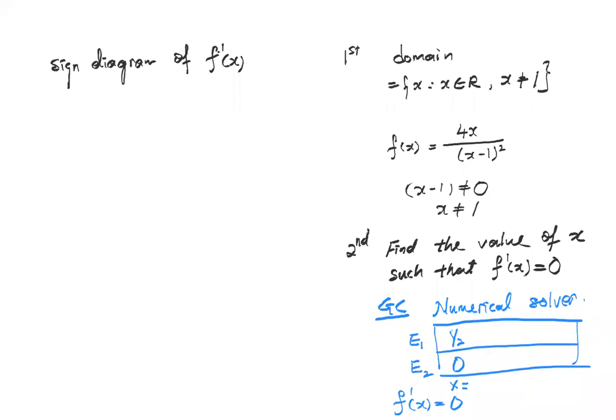Everyone will not get -1. If you put 0 here, this is 0 here. Okay, you put x equal to 0. So if you put x equal to 0 here, if you put any other number, okay. So that is a problem of using numerical solver.